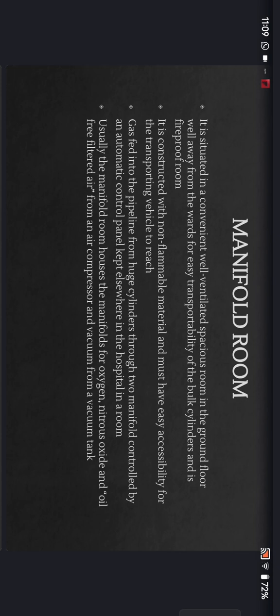It is constructed with non-flammable material and must have easy accessibility for the transporting vehicle to reach. If we transport the cylinders to other places in the hospital area, we need transport vehicles. So the room is kept on the ground floor, at a feasible place close to the road, and then we carry the cylinders to supply the medical gases to the various places of the hospital.